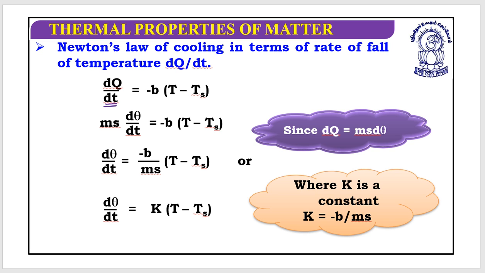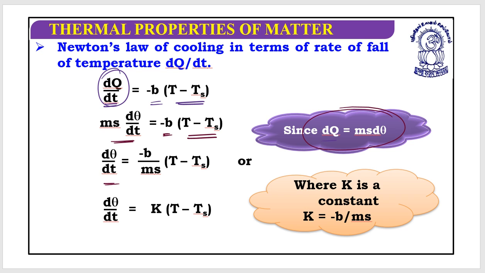We know Newton's law of cooling in terms of the rate of fall of temperature, dθ by dt. This is the rate of energy transfer: dQ by dt is equal to minus B into (T minus Ts), and as we know, dQ is equal to m into s into dθ. So this is ms into dθ by dt, which is equal to minus B into (T minus Ts). So let's replace this value.